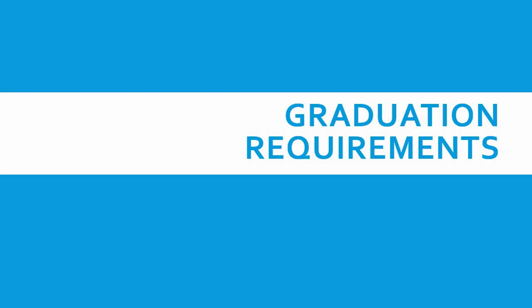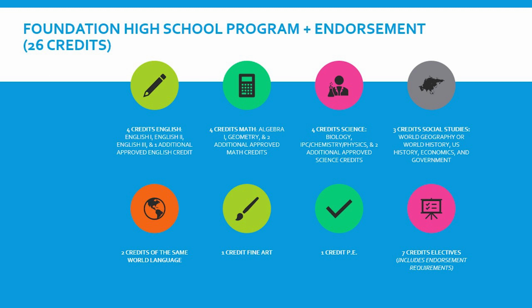And now for a quick recap of the graduation requirements. Be sure the classes you select meet your graduation requirements. Remember, you need 26 credits to graduate: 4 English, 4 Math, 4 Science, 3 Social Studies, 2 World Language and Culture, 1 Fine Art, 1 PE, and 7 elective credits. If you have questions about your graduation requirements, please see your counselor.